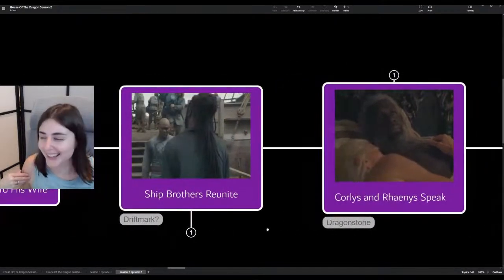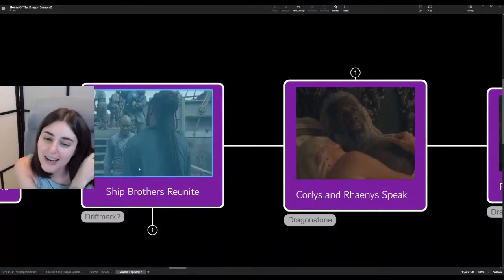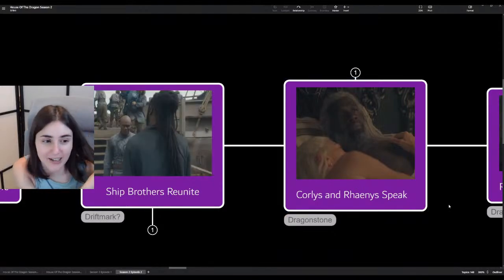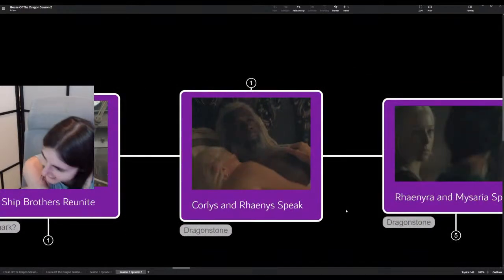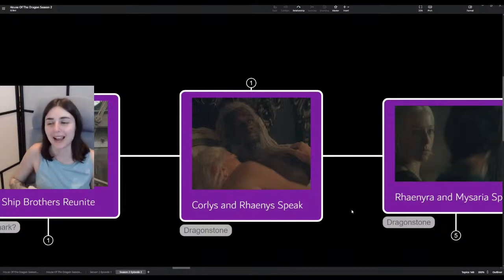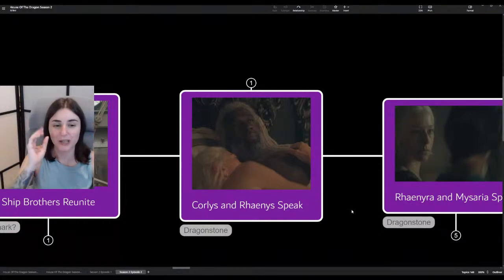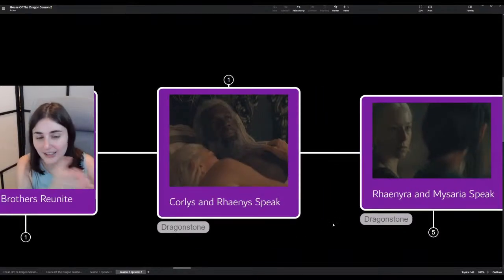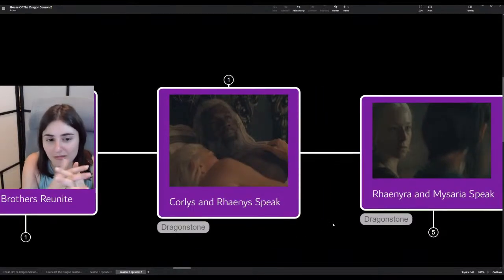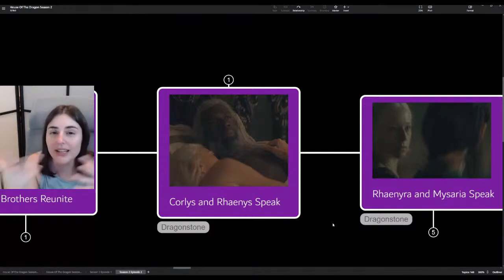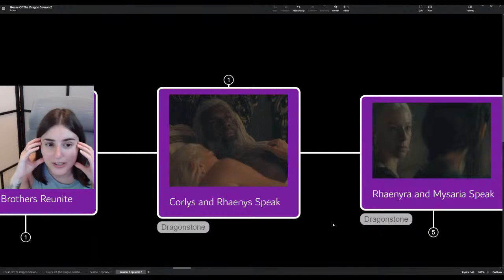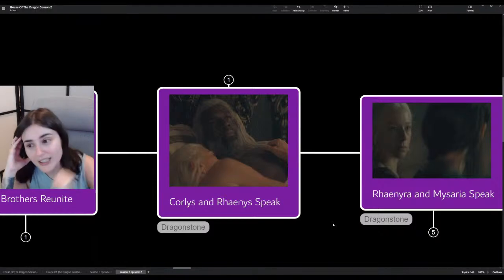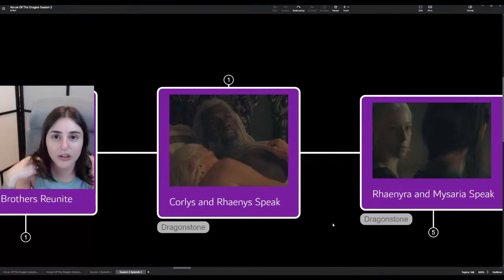Okay, and then guess what? We've got another clunky transition, because they're talking about Corlys, and then Corlys is right there. I think I've got too much meme in my head. So we literally get straight into Corlys's face in the next scene. And Rhaenys is talking just about where Daemon's going, what his feelings could be, what his intentions are, and what Rhaenyra should be watching out for.